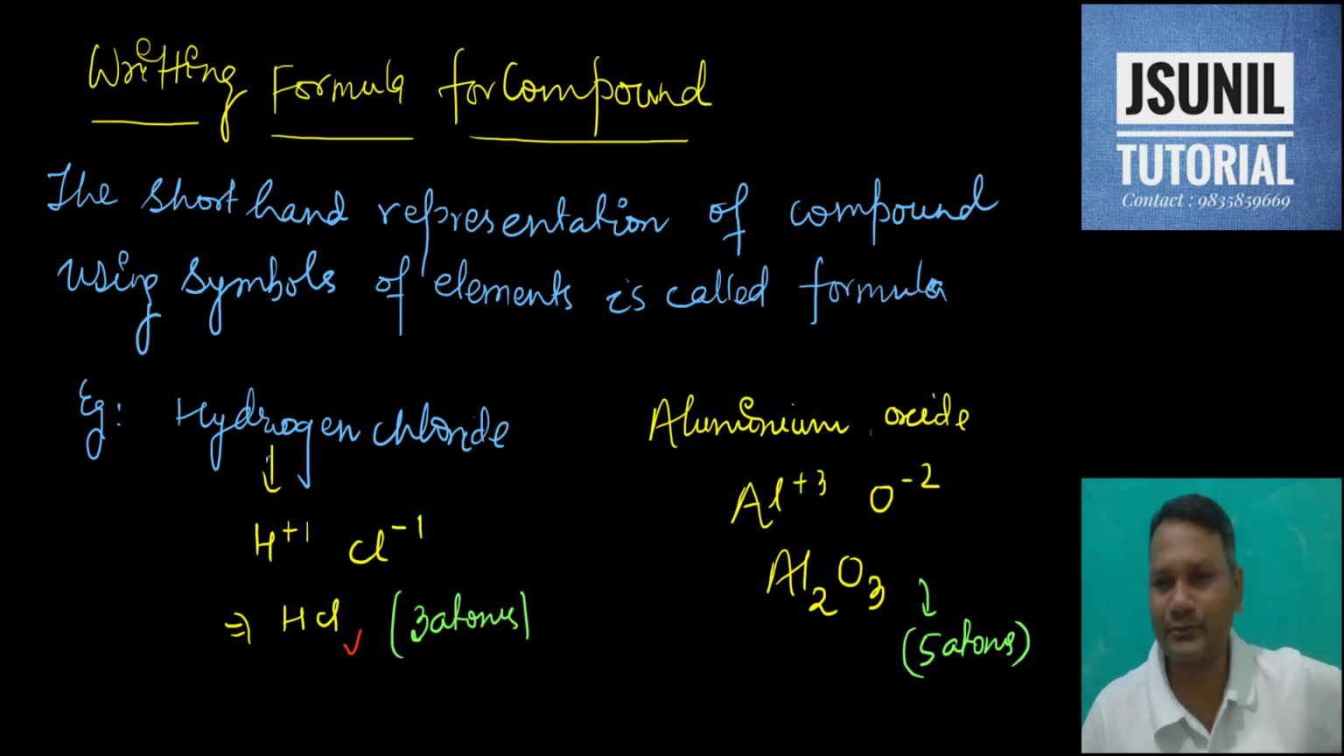Now here, aluminum oxide. Aluminum has a +3 charge and oxygen has a -2 charge. Okay, it means the 2 negative charge comes to the aluminum and the 3 positive charge comes near the oxygen.